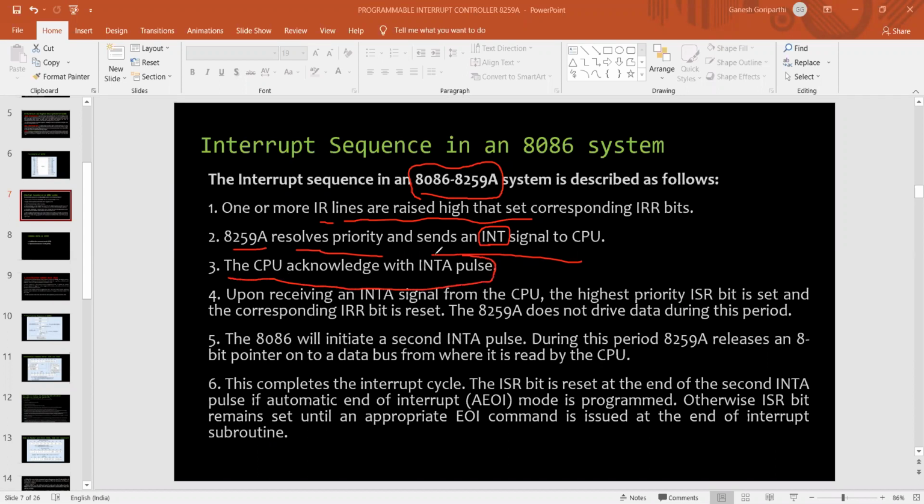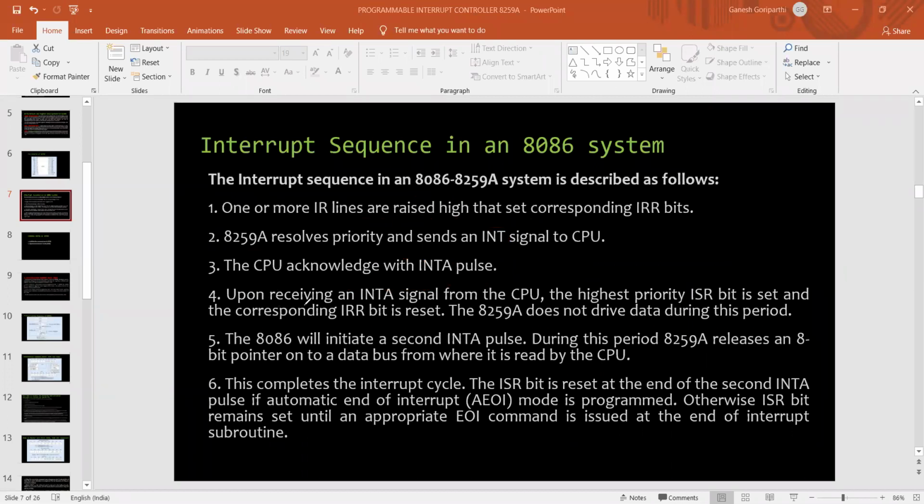The CPU acknowledges with what? The INTA signal. That means, yes, I am ready to accept the interrupt of that particular device. So that is acknowledged by the CPU. We send a request to the CPU, and the CPU sends an acknowledgement, just like a delivery report. That is the next step.